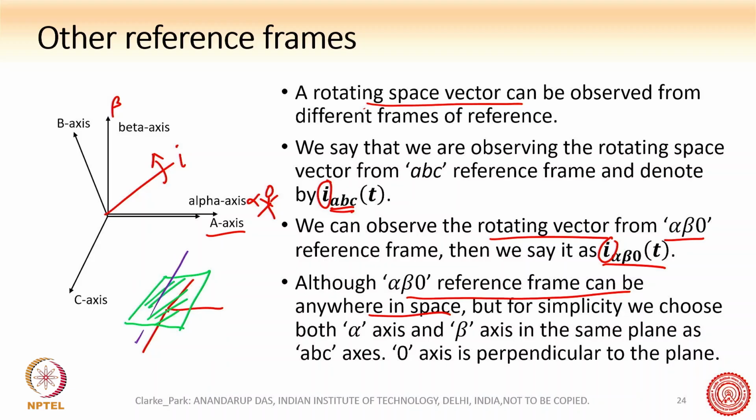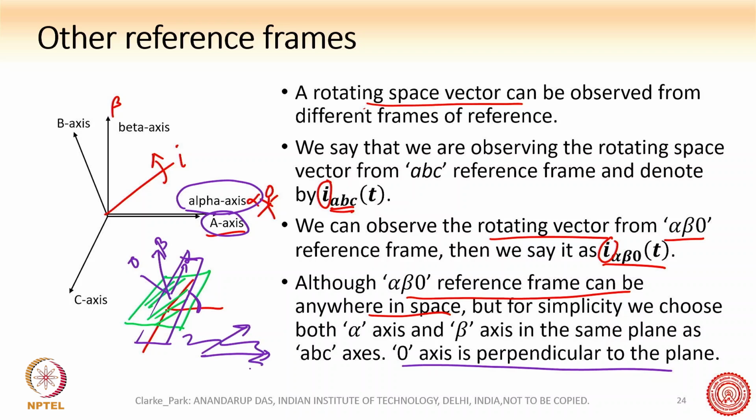Now suppose you can have another plane which is at an angle, there is an angle between these two, and in this you can define I alpha beta and 0. So this is a more generic 3 to 3 transformation. But for our simplicity, we have chosen the A axis and the alpha axis to be aligned to each other, and the 0 axis is perpendicular to the whole plane. So you have alpha and beta in the same plane, and the 0 is at 90 degrees to the whole plane.